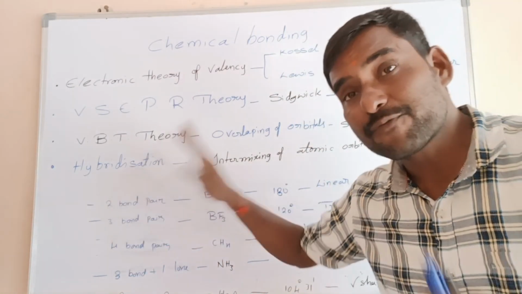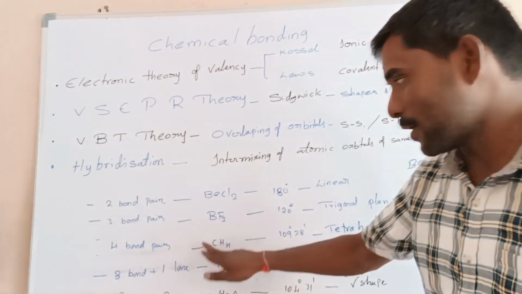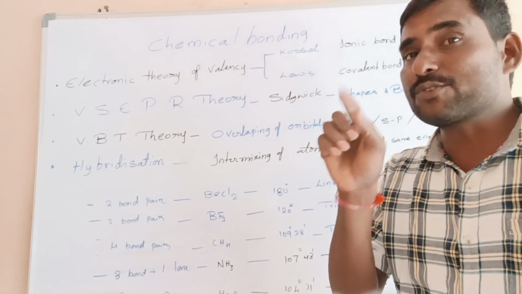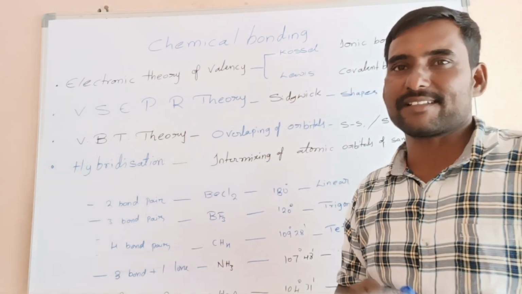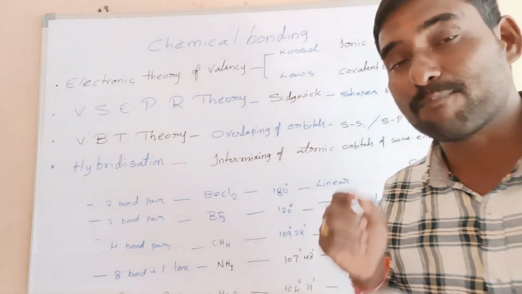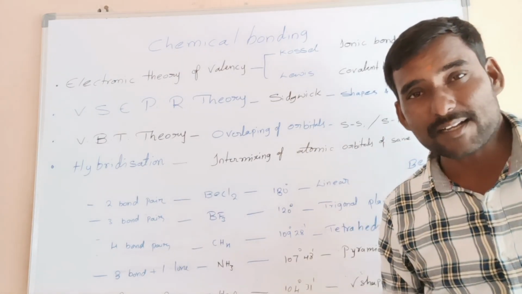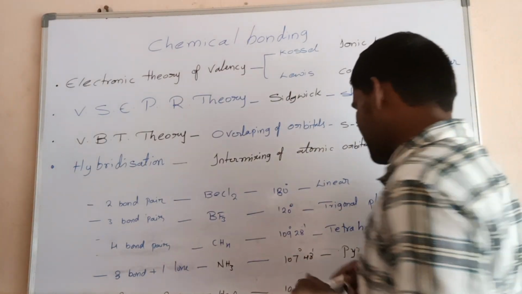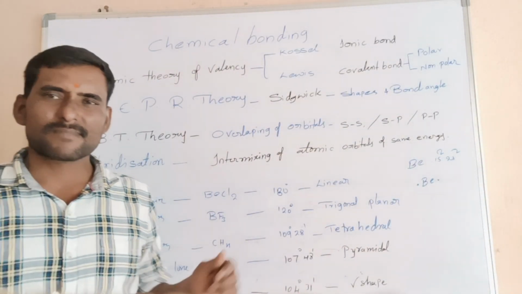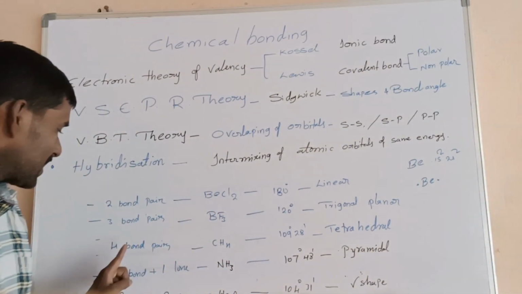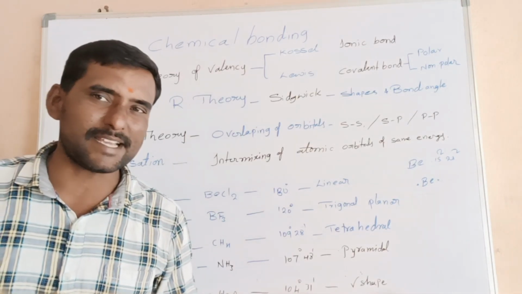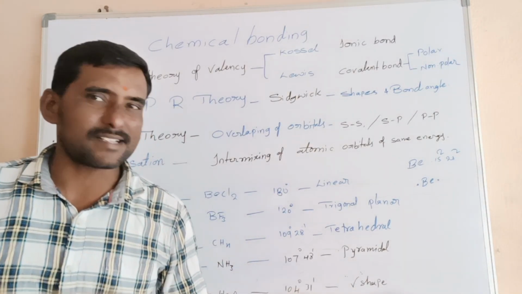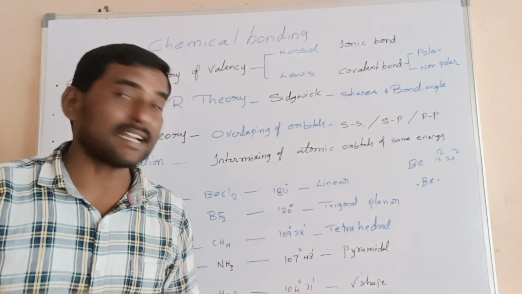Here see, if 3 bond pairs, no lone pair, example BF3, B contains 1s2, 2s2, 2p1, 3 electrons are there. These 3 will participate in the bond with the fluorines. It has 120 degrees, its shape is trigonal planar. And next, if 4 bond pairs, CH4, methane, it has 109 degrees 28 minutes as the bond angle, and the shape is tetrahedral.